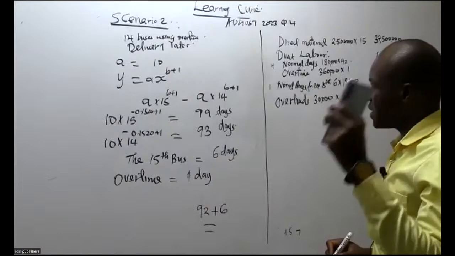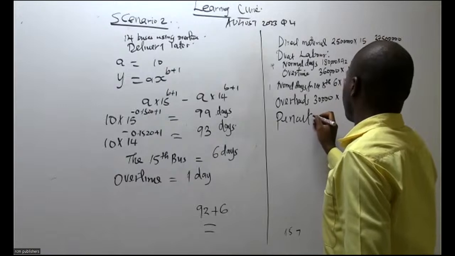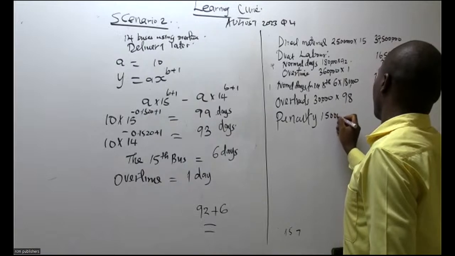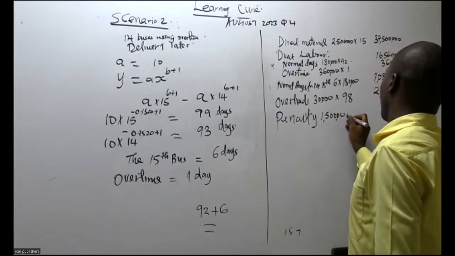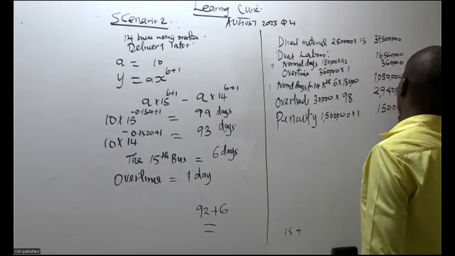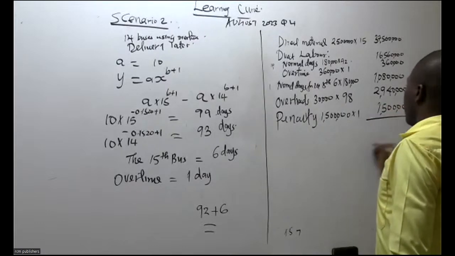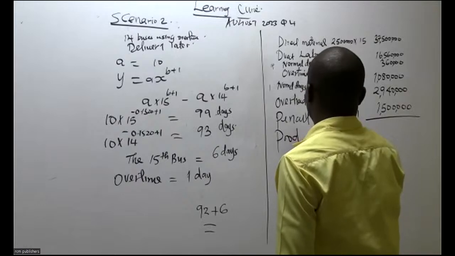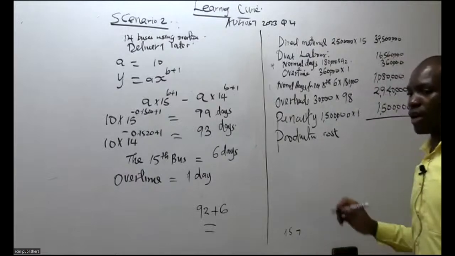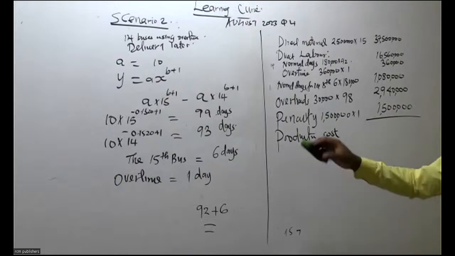And if you do that mistake, there's a penalty of 1.5 million per bus. And they only delivered one bus after the deadline. If you add everything, you should be able to get production cost. Tunakuwa na ngapi? Ongeza kila kitu under scenario 2.